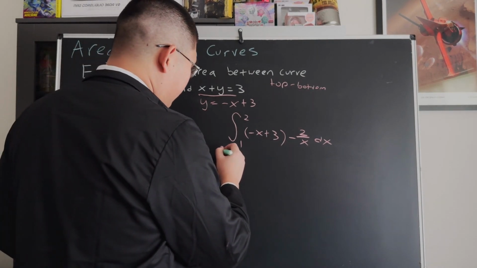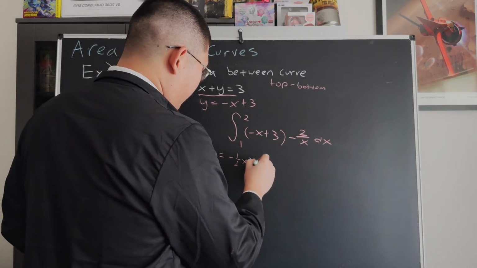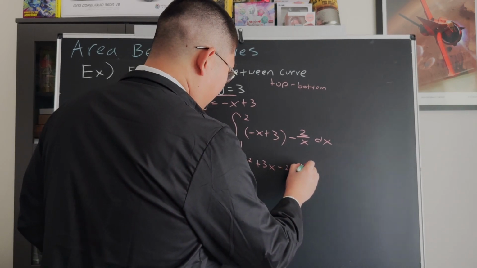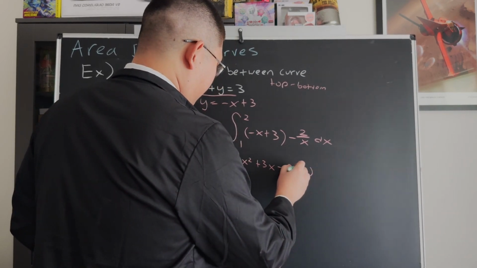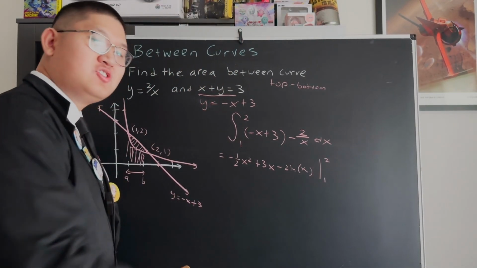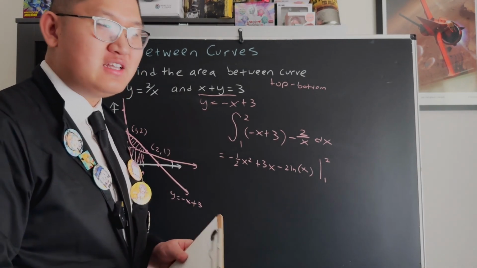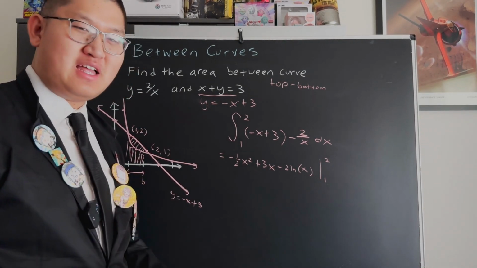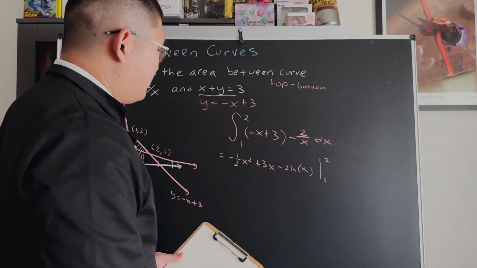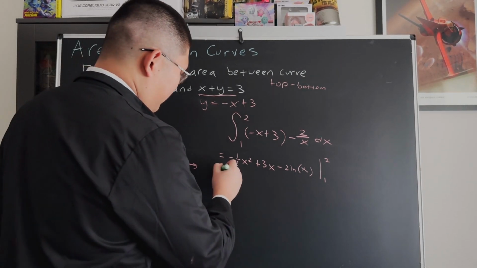So going through the integration, this will give us negative 1/2 x squared plus 3x minus 2 times the natural log of x in there. Okay, and then we will evaluate this from 1 to 2. This should have been pretty simple for us, because we are so studious in terms of our integration that no one should get any of this incorrect. Now, let's go ahead and start solving in terms of the limits for this definite integral, and we should get to our final answer here.